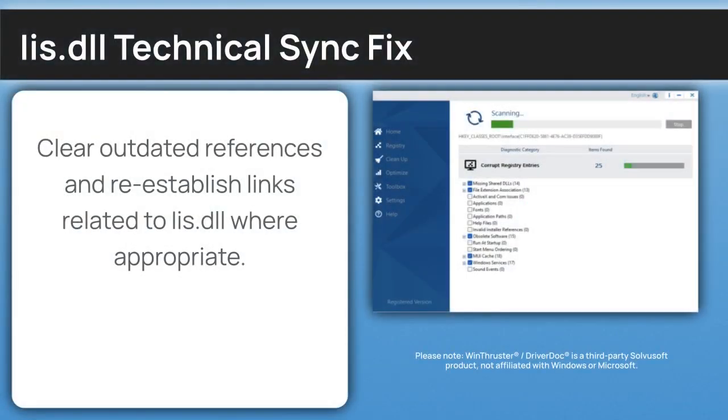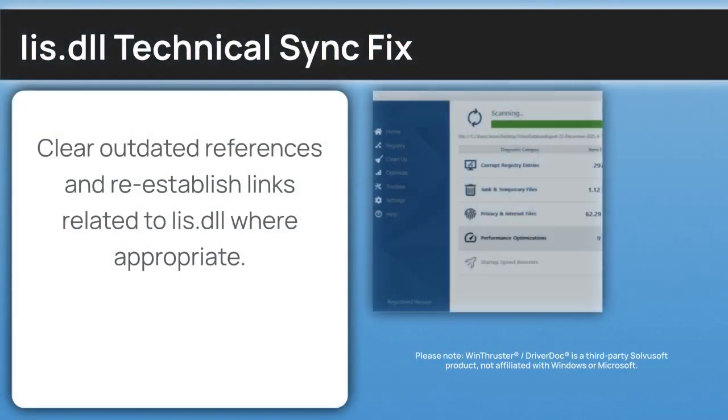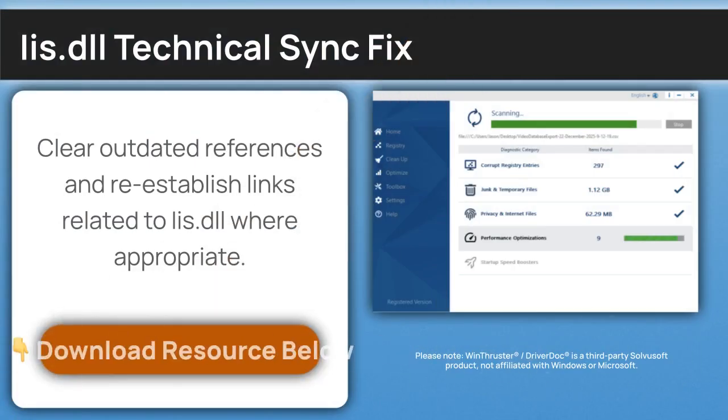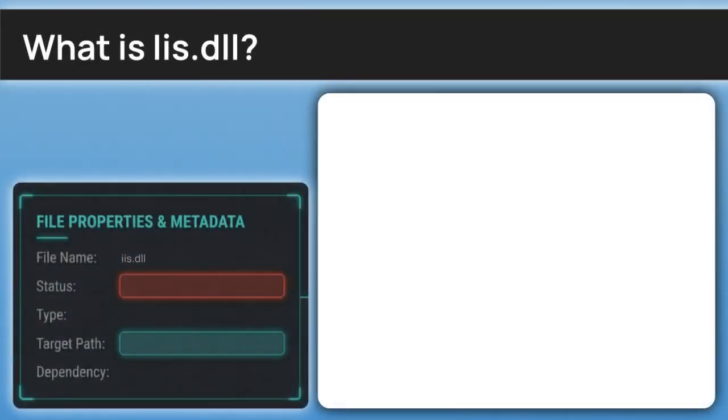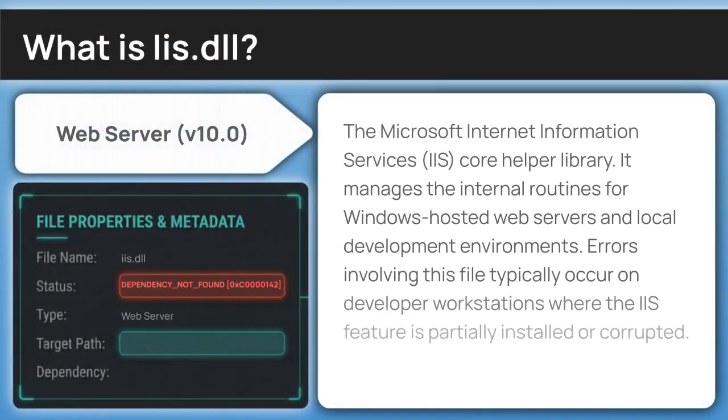Before starting the manual troubleshooting for Internet Information Services module, you can access a utility to help standardize your system references. This is the Internet Information Services module, the Microsoft Internet Information Services IIS core helper library. It manages the internal routines for Windows-hosted web servers and local development environments. Errors involving this file typically occur on developer workstations where the IIS feature is partially installed or corrupted.